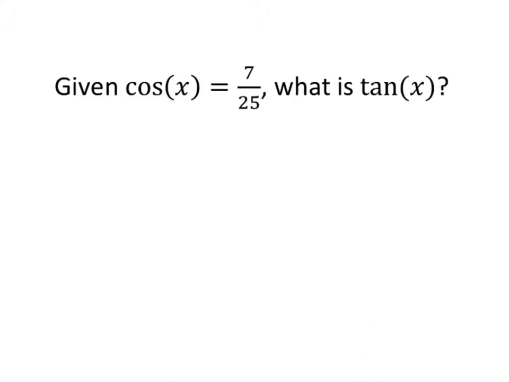In this example, all that we're told is cosine of x is equal to 7 over 25. And what we're trying to find is tangent of x. So what we can assume in this problem is that we're dealing with a right triangle because trigonometric functions are always dealing with triangles. And in our class, we're only talking about right triangles.